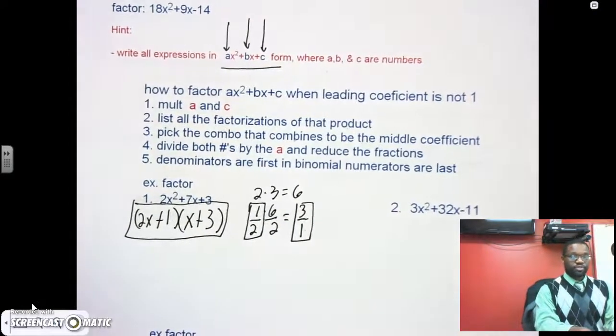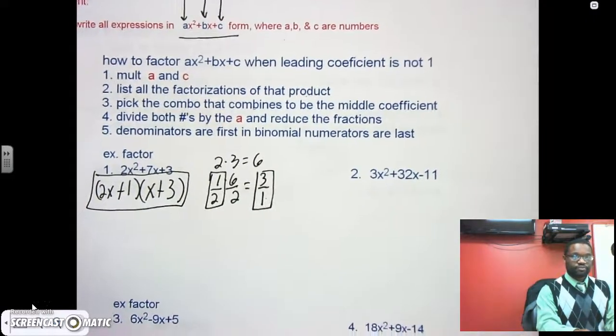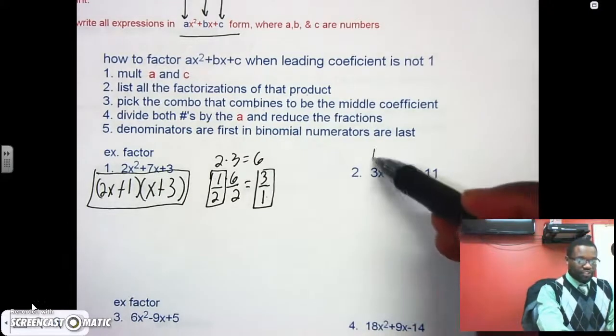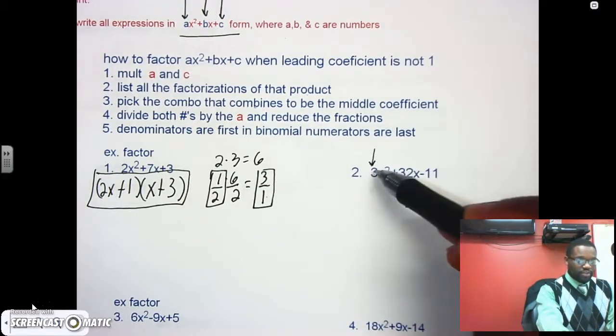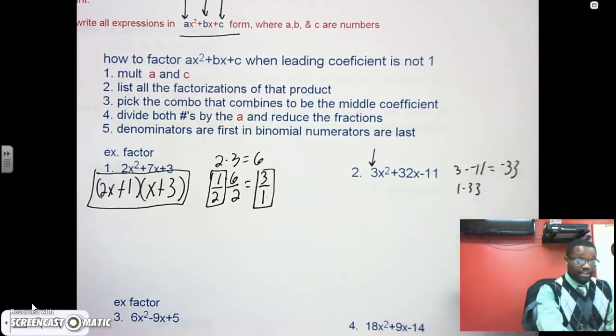I'm going to keep going so you can see more of this. All right? I'm going to repeat this process on number 2. So notice that number 2 is written in that form. So I have a coefficient here other than 1. So I'm going to say off to the side, 3 times negative 11. You have to include the sign. That equals negative 33, right? So that's 1 times 33 and 3 times 11. Those are the only number combinations that are going to get you a 33.